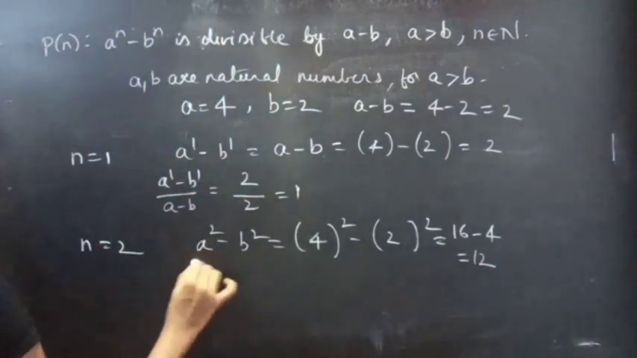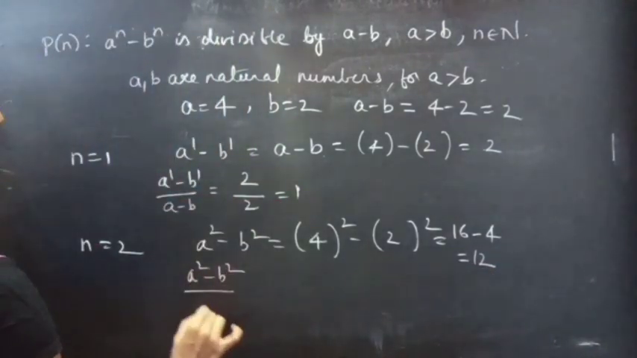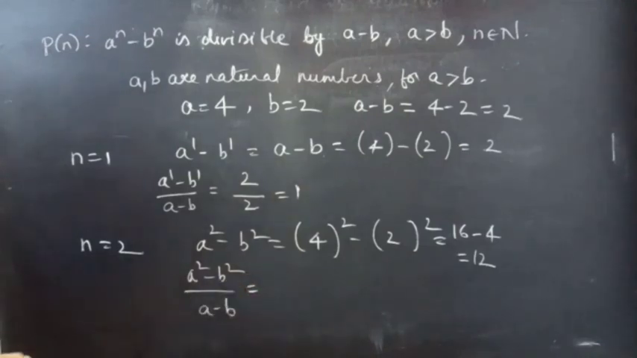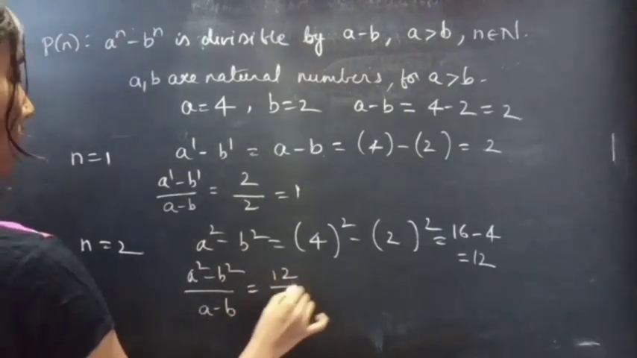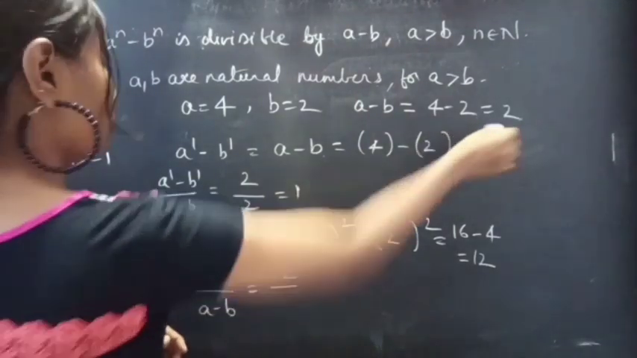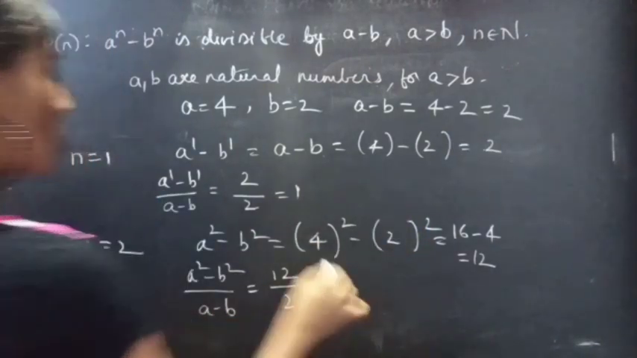Now we'll see whether a square minus b square is divisible by a minus b or not. We'll get 12 divided by a minus b, which is 2, which equals 6. Right?